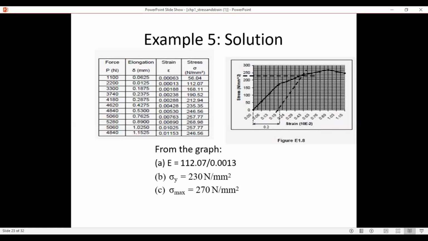And the last is the maximum stress. The maximum stress we can easily identify from the graph. The top or the maximum point of the graph identifies the maximum stress. I hope this topic will be easier for you when you do it. So everyone, try to do this question.